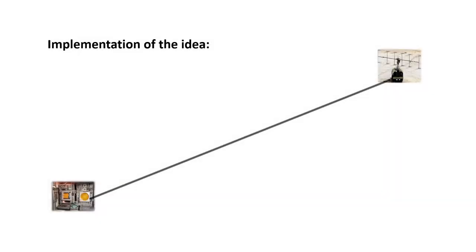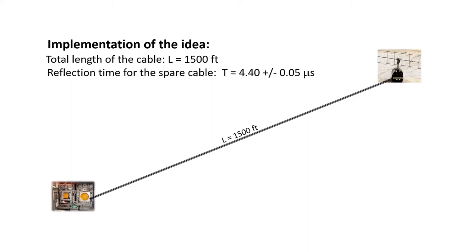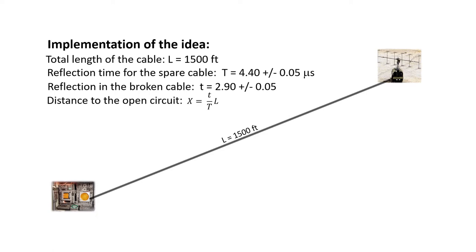Let's follow the implementation of the idea. The total length of the cable, uppercase L, equals 1500 feet. Reflection time for the spare cable was uppercase T, 4.4 plus or minus 0.05 microseconds. Reflection time of the broken cable was lowercase t, equal to 2.9 plus or minus 0.05. Distance to the open circuit follows the following expression.